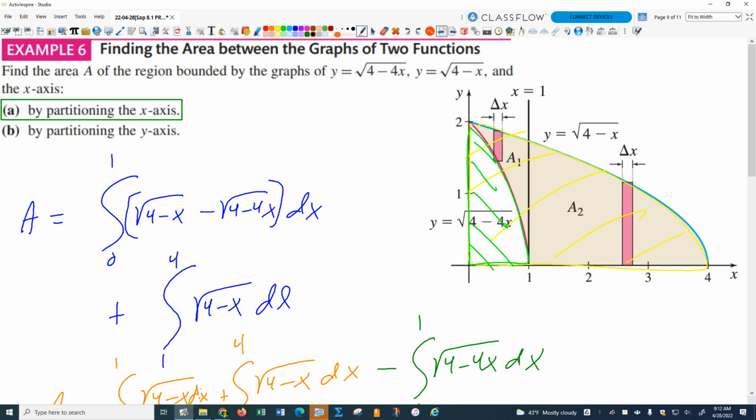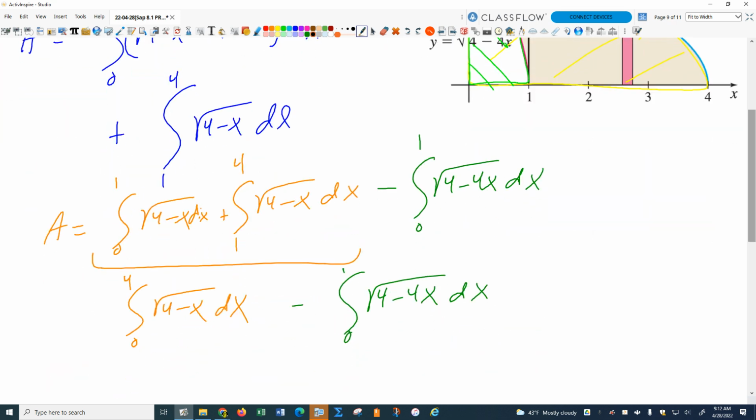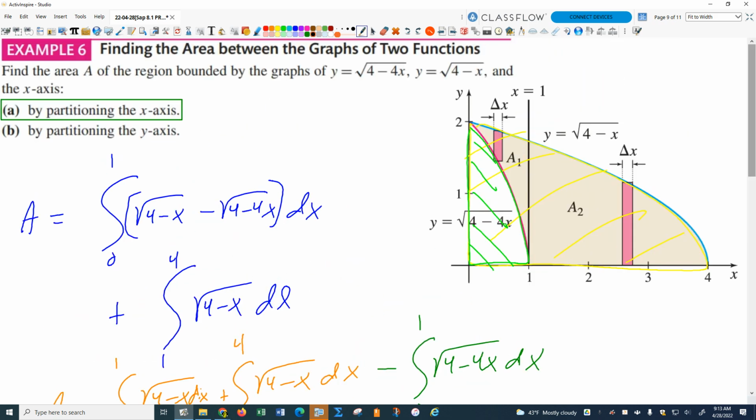If I slice this thing vertically, man, I've got integrals that aren't horribly hard to do, but I am going to have to do some change of variables, some u substitutions to get these things to work, and I've got 2 of them. Okay? Which is better? I would say slicing horizontally is better. It fits the function better. Okay?